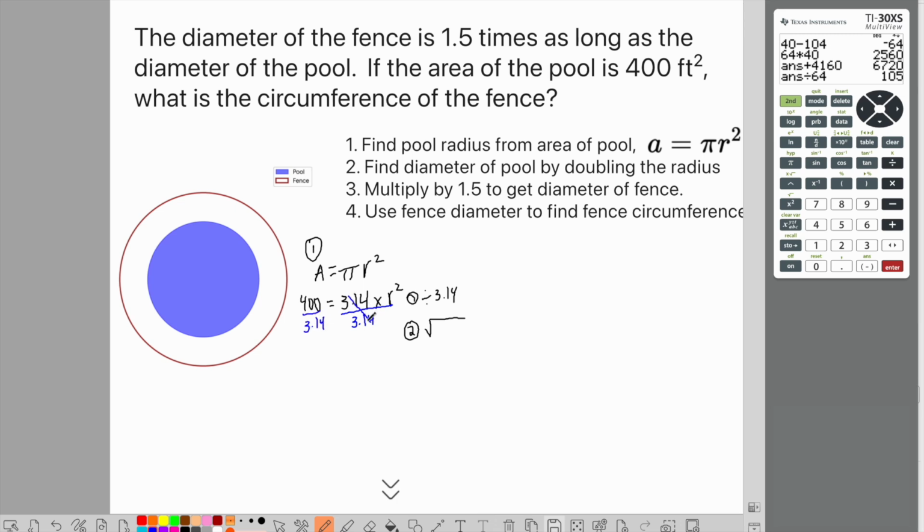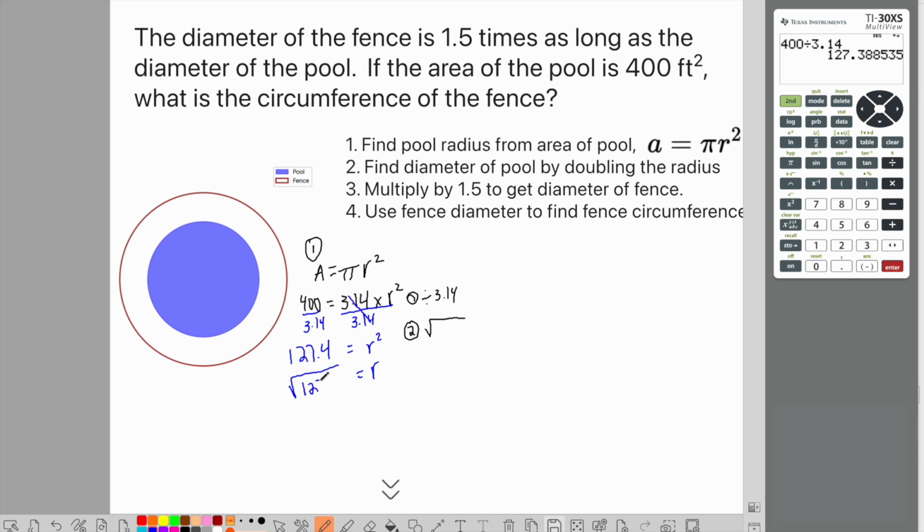These cancel out. That's going to leave us with the radius squared equal to, I'm over here at the calculator now, 400 divided by 3.14. So let's call that 127.4. So that is not the radius, that's equal to the radius squared. So the radius is the square root of it. That's how we undo squaring.